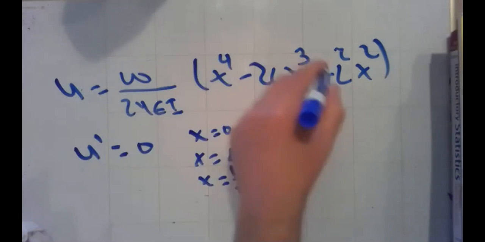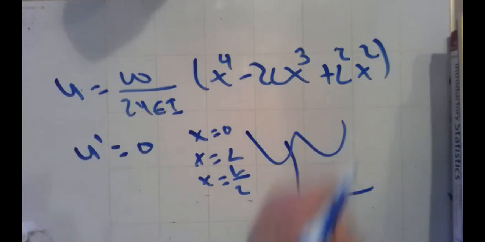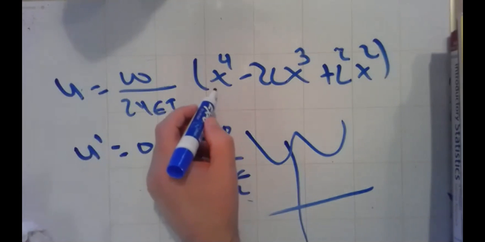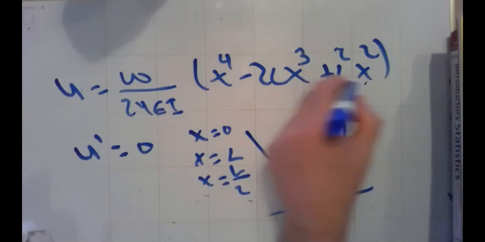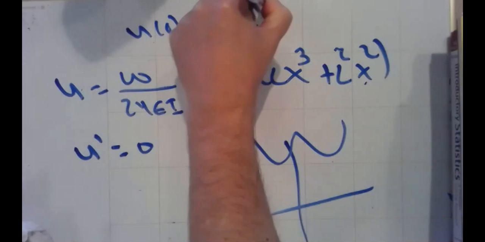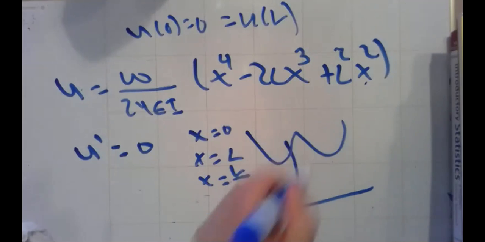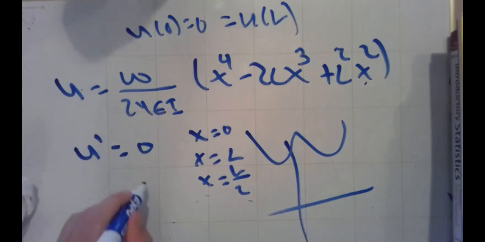So we have some 4th degree polynomial. We know 4th degree polynomials, with leading coefficient 1, in general look like this. So this one is 0. We already know U of 0 is 0, and so is U of L. We know that the peak here is going to occur at L over 2. So our graph is going to look like this, just in general.